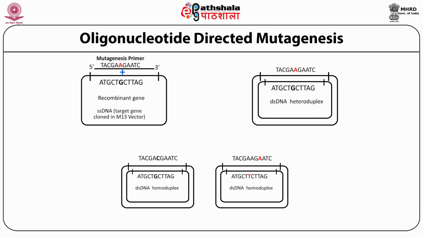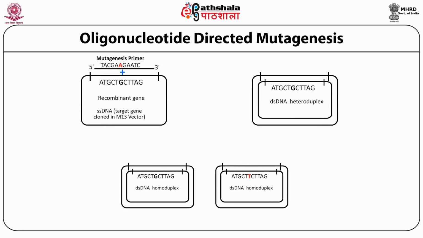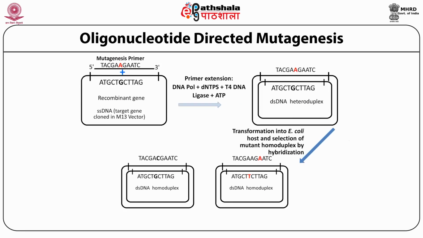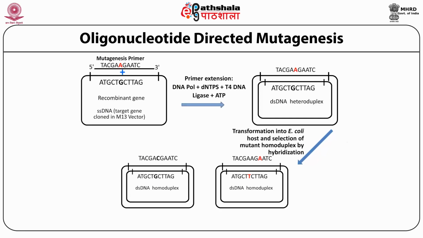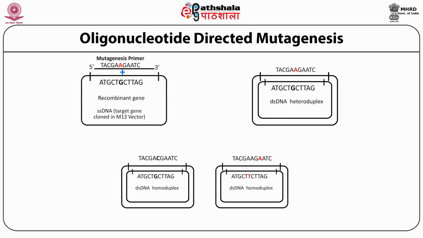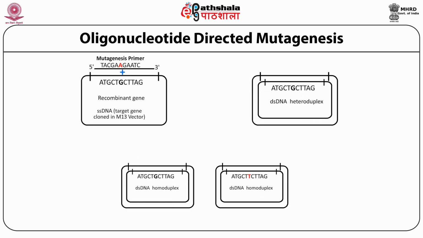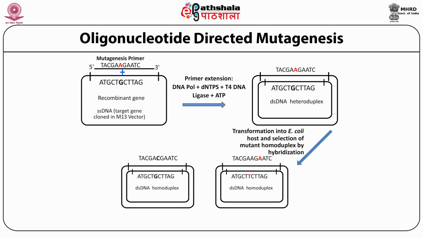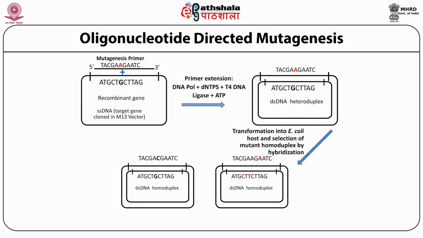Now this is a heteroduplex where one of the strands is the original target strand carrying the unmutated gene, and the second, newly synthesized strand carries the mutation in it. Now this mix can be transformed into an E. coli host, which is going to multiply these heteroduplexes further into homoduplexes, and the original homoduplexes can be screened off those colonies by hybridization screening methods.